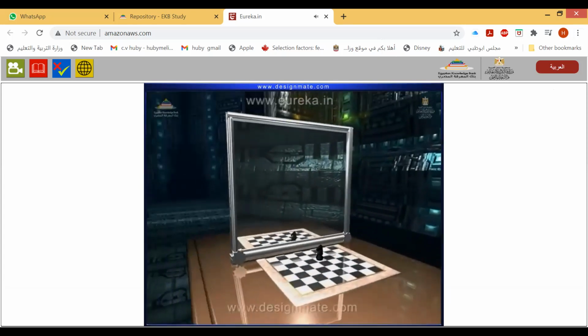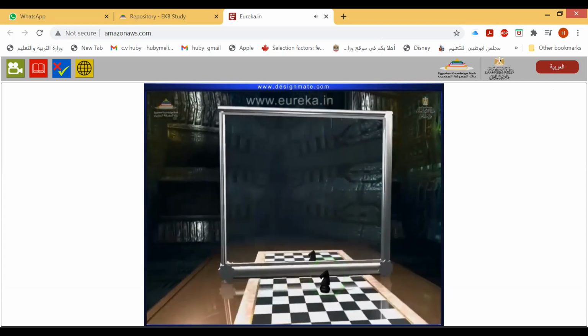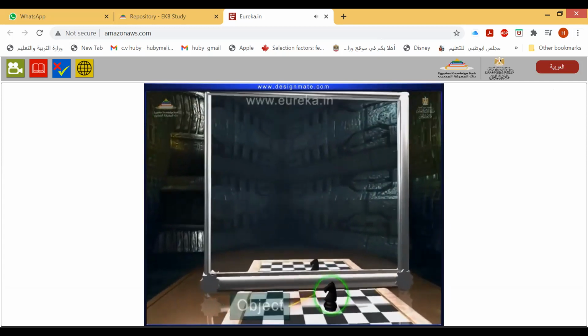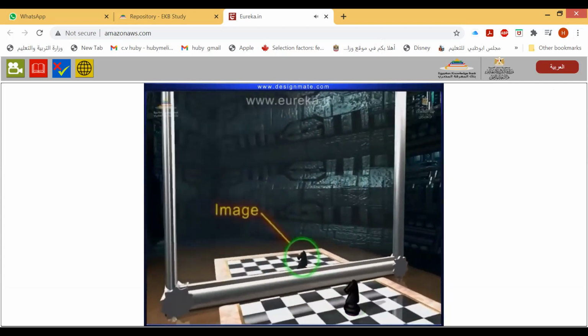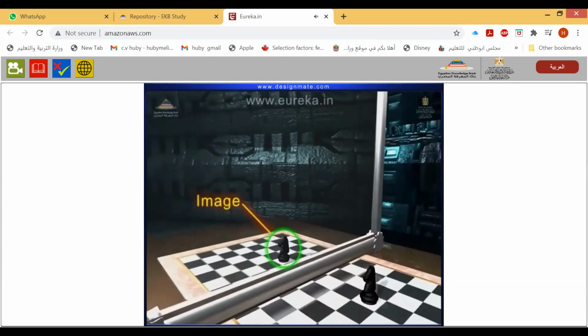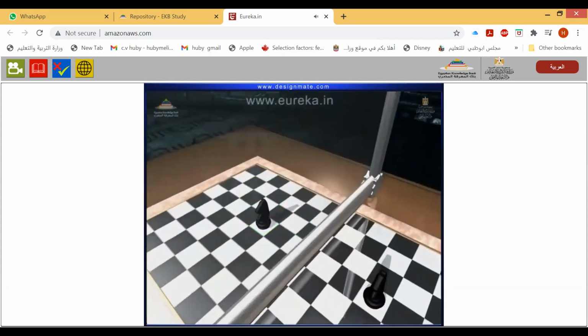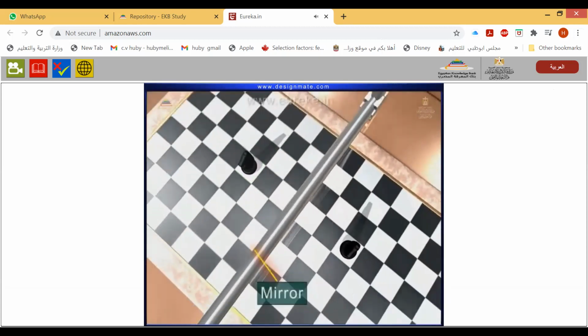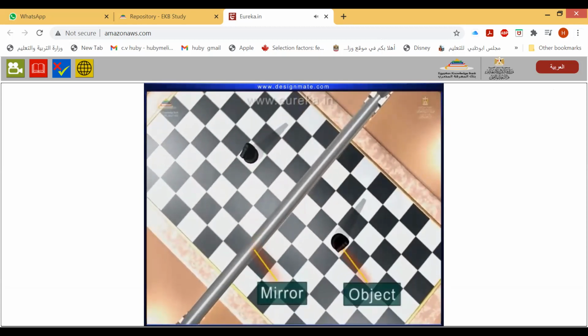Now, place the mirror on a chessboard with an object in front of it. You can see the image of the object formed in the mirror. Count the number of squares between the mirror and the object. There are two squares. Similarly, note the position of the image in the mirror. It is at the same distance as the object is from the mirror.